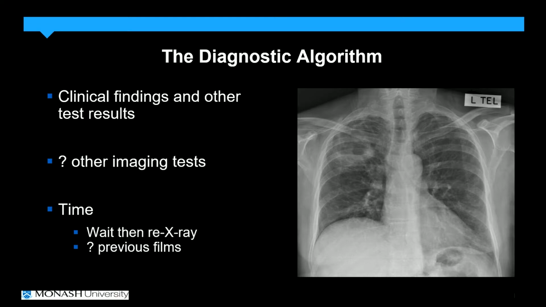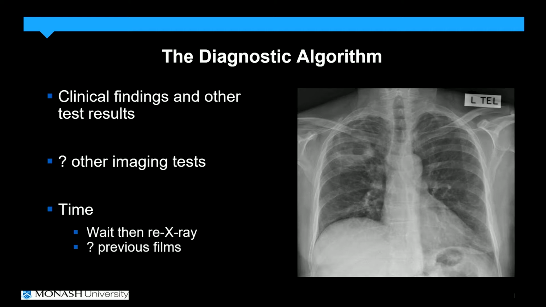There are a number of diagnostic algorithms when you try and identify the pathology. Firstly, the clinical findings, the symptoms that the patient presented with, and also other tests that can be involved, for example, blood tests. Plain radiographs might not provide the definitive answer, and there might be the need for additional imaging tests, such as a CT or MRI or ultrasound.